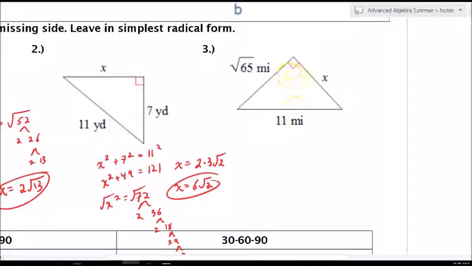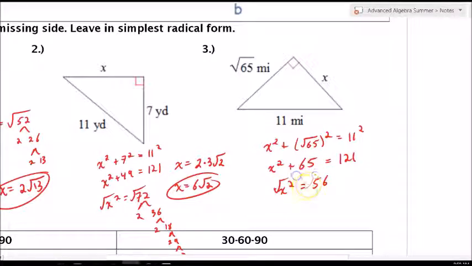One more here. So I see my 11 is across from that, so it gets its own side. So I have x squared plus, let's think of this in parentheses here, square root of 65 squared equals 11 squared. So it's x squared plus, the square root and squared cancel. GeoGebra will attest to that. 121, so if we subtract 65, we'll get 56.